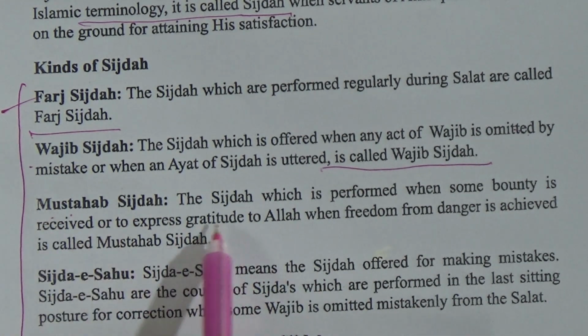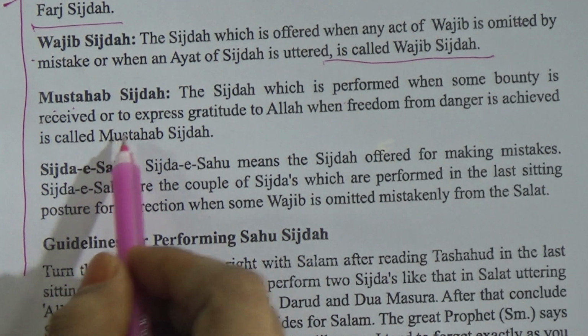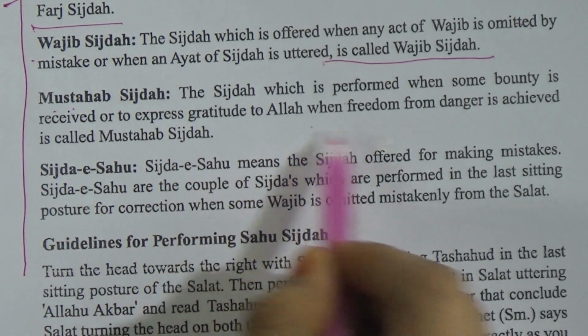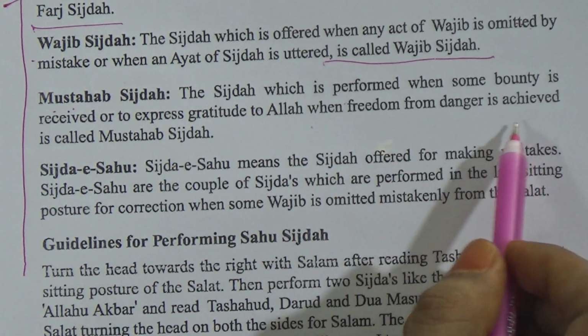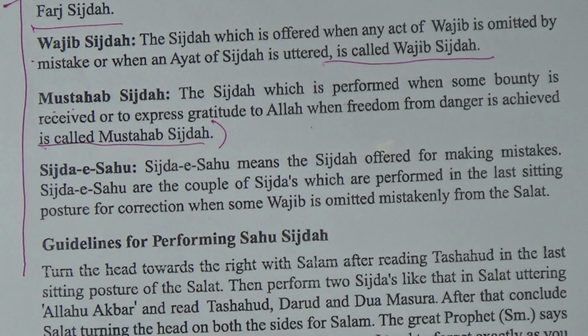And here is mustahab sijda: the sijda which is performed when some bounty is received, or to express gratitude to Allah, when freedom from danger is achieved, is called the mustahab sijda. So you have gotten the definition of mustahab sijda. And here is sijda suhu. If any wajib is omitted mistakenly during salat, you have to perform sijda suhu. There are some guidelines for sijda suhu. You know it from your live class, where it was described very well.